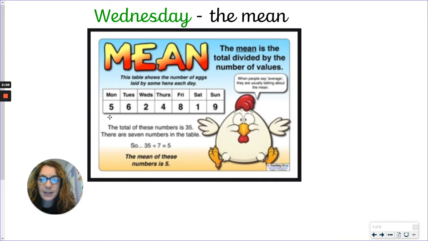So if we were trying to work out the mean number of eggs laid by the hens, we've got 1, 2, 3, 4, 5, 6, 7 days. So we would add up all of these numbers together, and that gives us 35. And then we would divide it by 7 because there are 7 pieces of data that we've added together. And so the mean number of eggs would be 5. So on Wednesday, you're going to have some different activities practicing finding the mean.